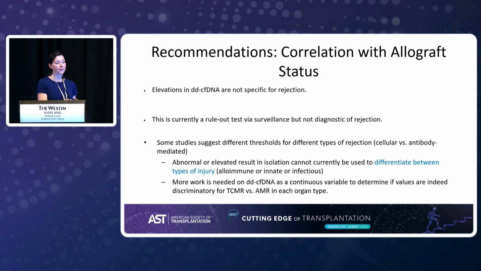Again, elevations in donor-derived cell-free DNA are not specific for rejection. It is a rule-out test, and this is supported by the Transplant Society's position statements as well, but it is not independently diagnostic of rejection. And at this time, we don't feel that use of donor-derived cell-free DNA as a continuous variable has enough data to support distinguishing different types of rejection. So many publications have suggested that donor-derived cell-free DNA is higher in AMR compared with ACR, but there is still significant overlap between those etiologies, and more work needs to be done to determine if that's true in a broader population.